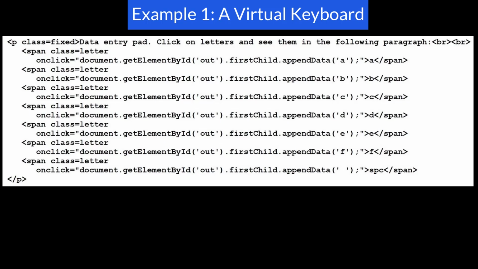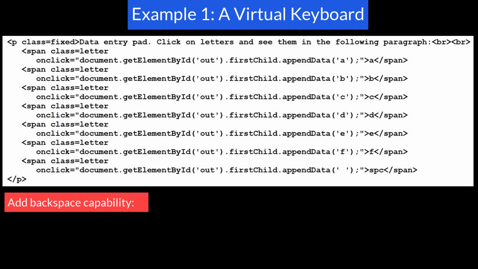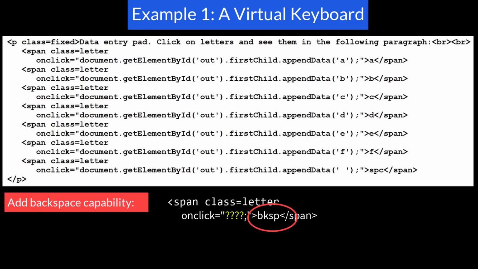Let's take it one more step. Let's provide the ability for the user to fix a data entry error by backspacing a character. This requires two things on our part. First, code a key representing the backspace. That's pretty easy. And second, in the on-click event handler for that key, delete the rightmost letter in the target paragraph. Well, that's a little trickier.